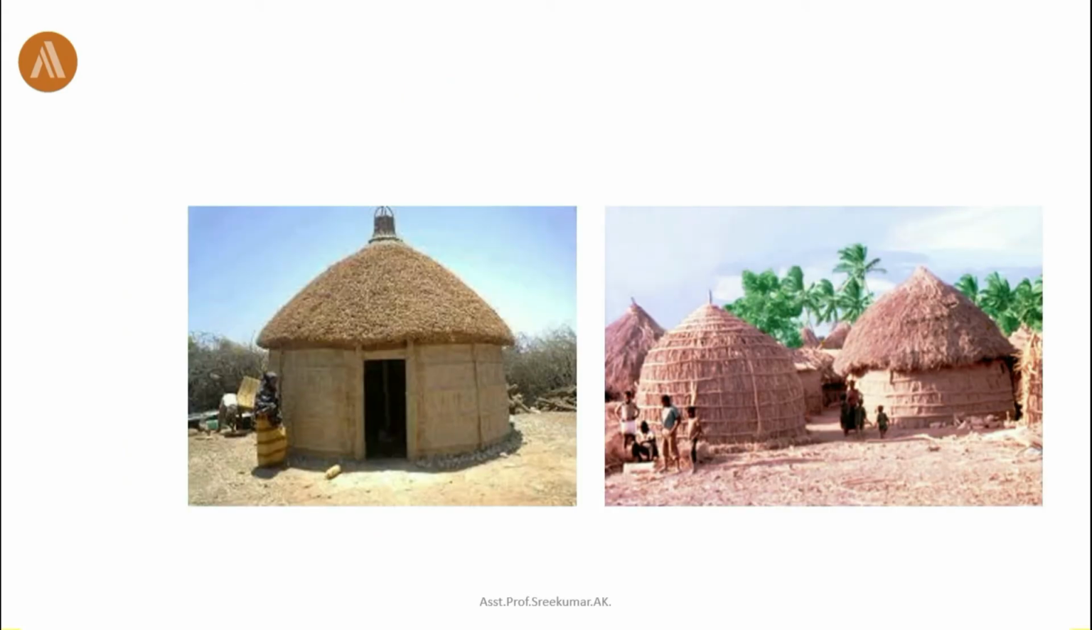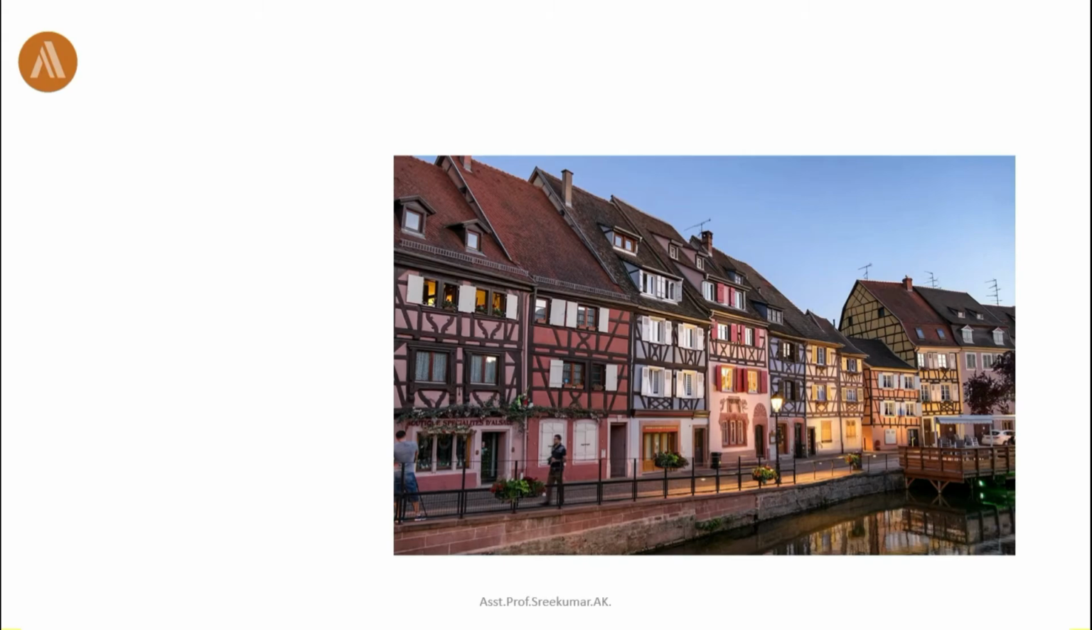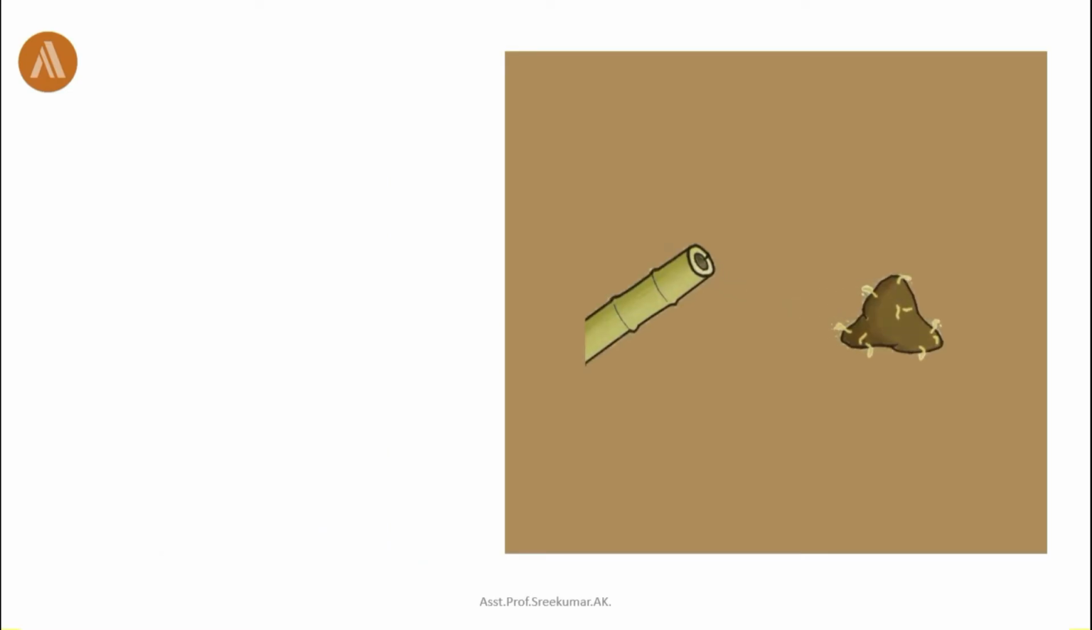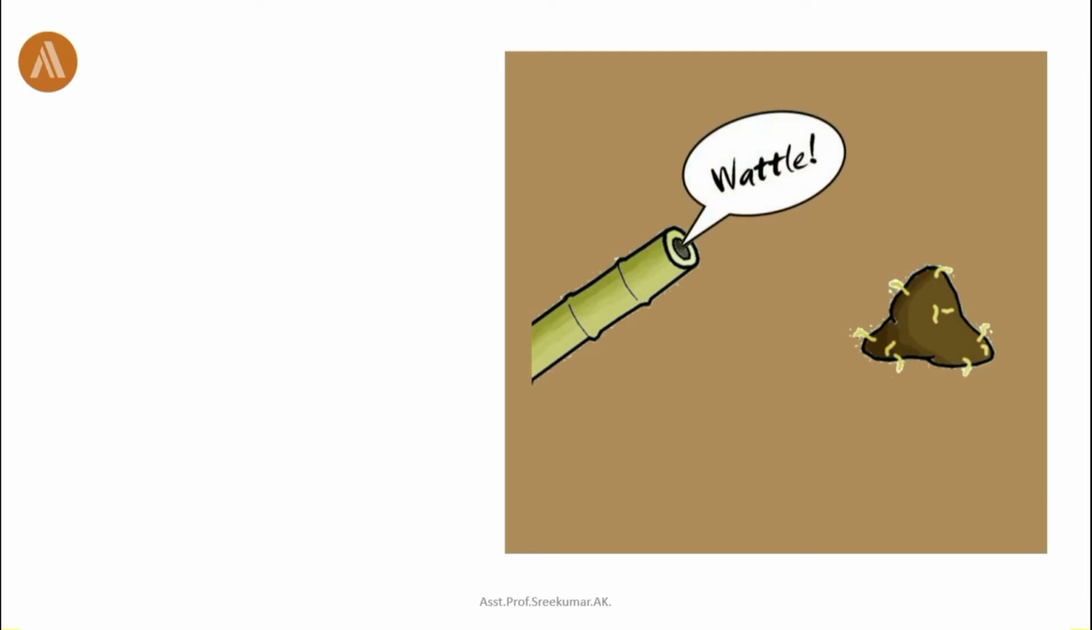As you can find here in the image, the village huts at Jananale in Somalia are constructed out of wattle and daub. Again, a few buildings of the Alsace region in France are constructed out of the same system. Alsace is a historical region in northeastern France. Now let's get into the detail of this construction technique.